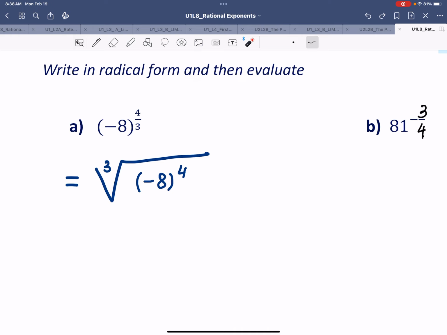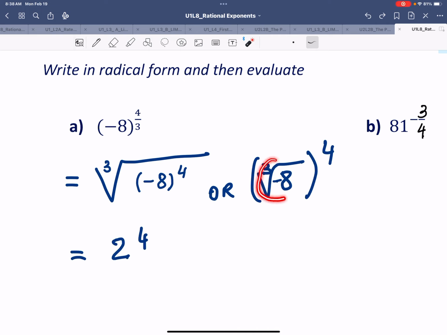So another way of writing this same number would be as the third root of negative 8, and we can write the power of 4 outside the radical. It has the same value and the same meaning. So next, we will evaluate the third root of negative 8 to the power of 4. So I wrote just 2 in here, and that's because negative 2 to the power of 4 is equivalent to positive 2 to the power of 4, and the answer would be 16.